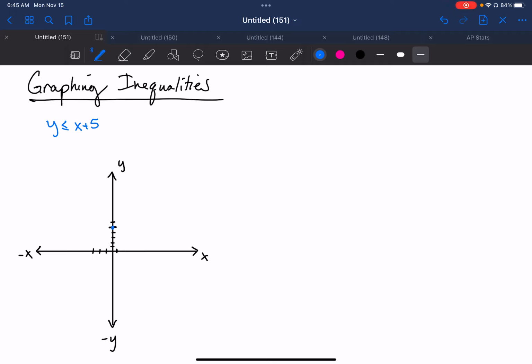But we're going to start at 5. And we're going to go up 1 over 1. And connect our lines and hope that that line goes perfect.